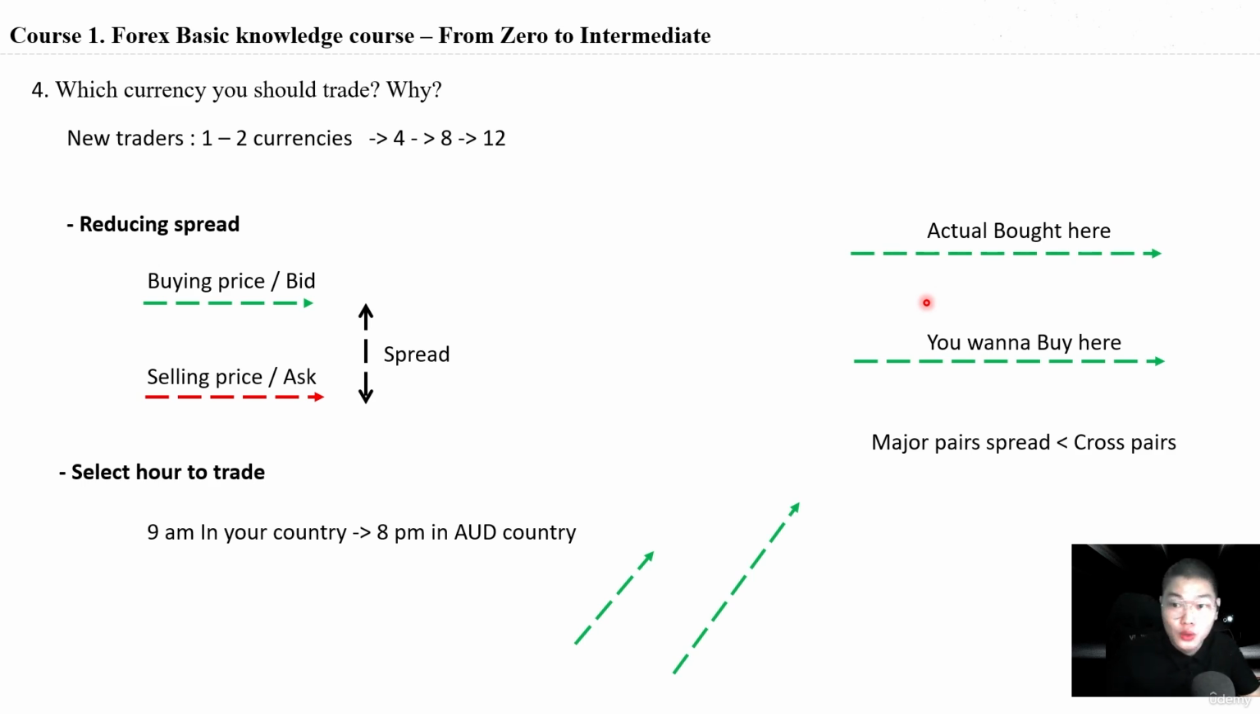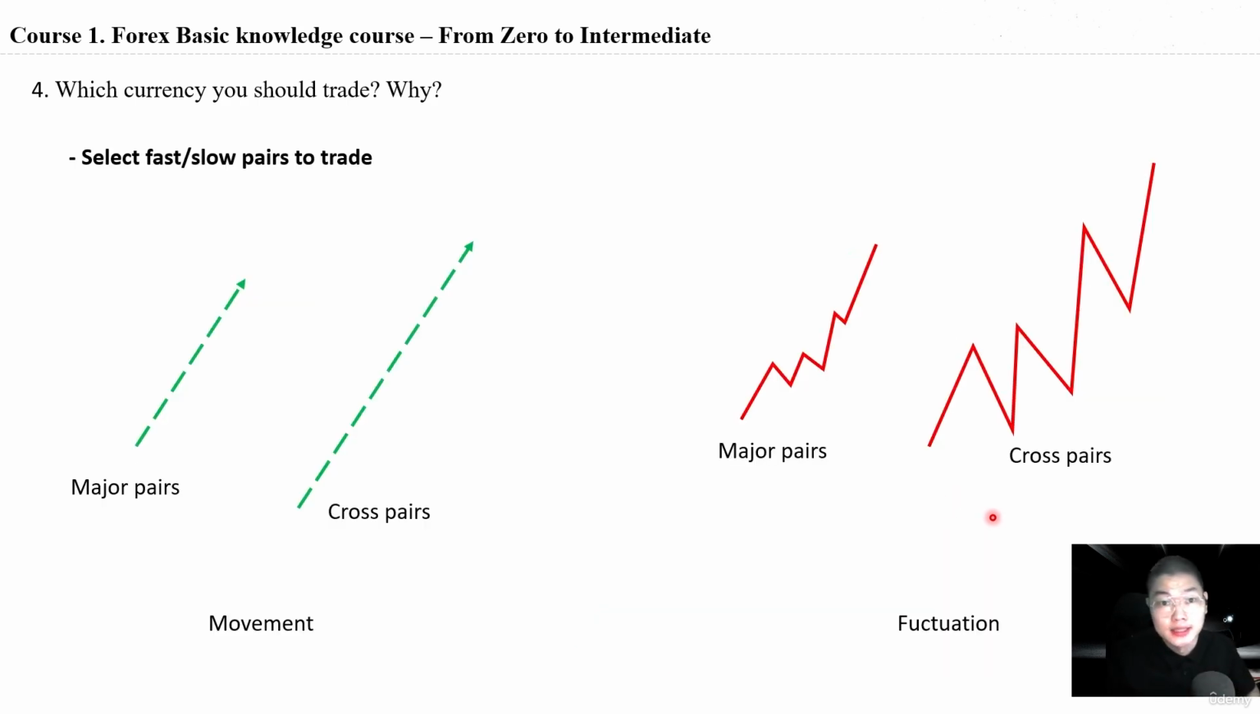As the next one, the reason we need to know is to select the hour to trade, because every country in the world has a working time difference. For example, in the US it is from 8 a.m. to 5 p.m., but in your country it is 7 p.m. to 10 p.m., for example. This is a difference. So you need to select the currency according to its working time, because at that time the movement will be bigger than when you trade in non-working time.